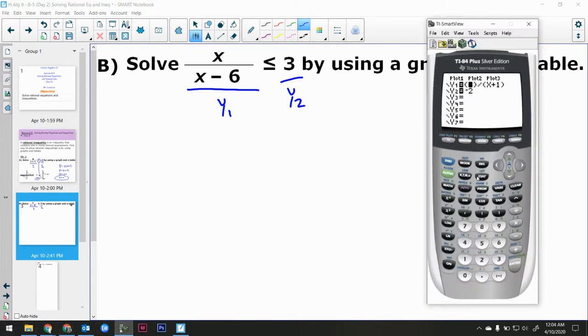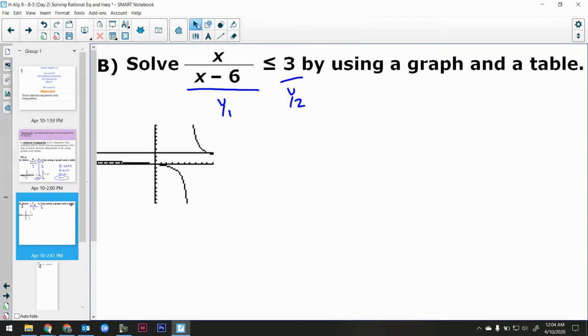We've got x over x minus 6, and y2 is a positive 3. And I go to graph this. Again, this is a rational, and then my linear, my horizontal line, right? Okay, so here's what we have to do.